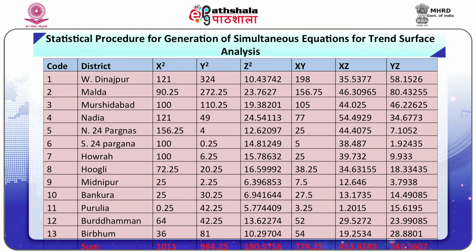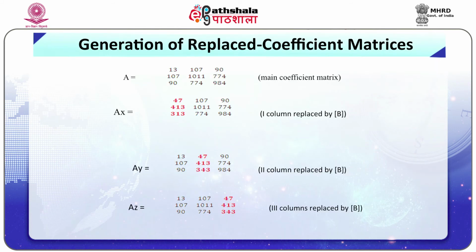13x plus 107y plus 90z equal to 47, first equation. Second equation, 107x plus 1011y plus 774z equal to 413. Third equation is 90x plus 774y plus 994z equal to 343.